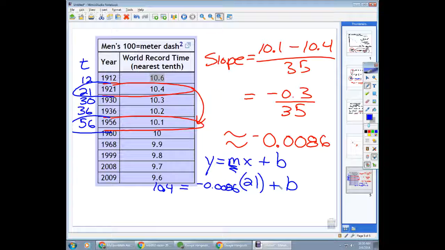So on my calculator, I got to figure out what is negative 0.0086 times 21. Anybody got a number for me there? Negative 0.1806. On the other side, I have that 10.4. So then I have to add this number to the other side. And so I think that's going to give me 10.5806 when I add that over, which is pretty close to what number we found before. 10.6, yeah, it's pretty close to 10.6. We're getting a pretty similar model.